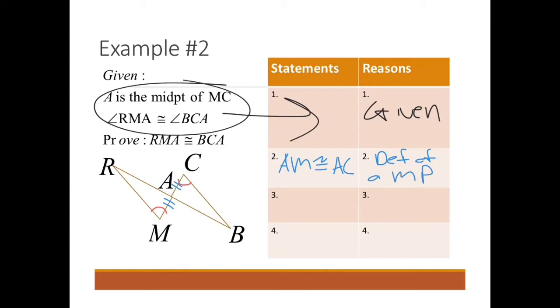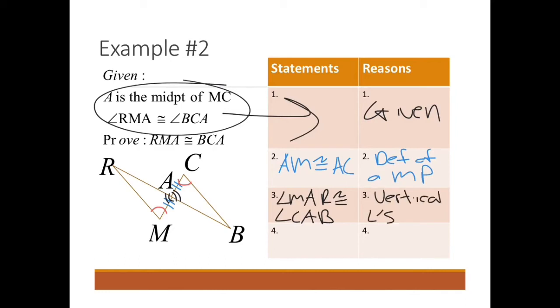Okay, I didn't leave myself a whole lot of space here, but for our next statement, we do have our triangles connected, and they are connected at the very middle with an angle. So I have congruent angles. I'm going to go ahead and name those angles. We have angle MAR, and it's going to be congruent to angle CAB, and that is because they are vertical angles.